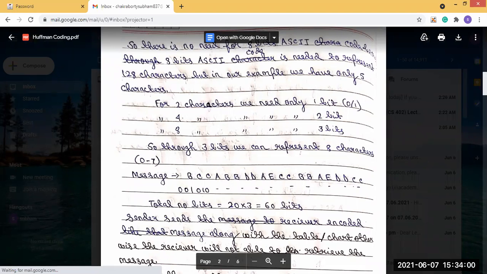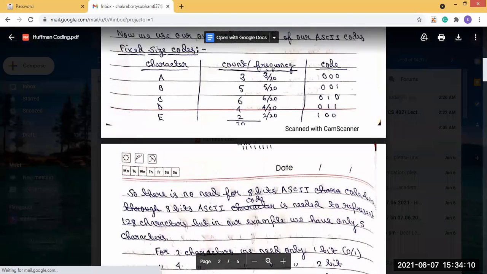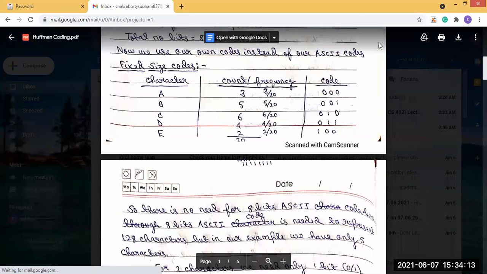That's why we have to send this total table. Whenever we have to send the message, this total table has to be sent with it. So how many bits are required for this table? For the characters, there are 5 characters present, and each character's ASCII value is 8 bits. So 5 into 8, our total will be 40 bits.